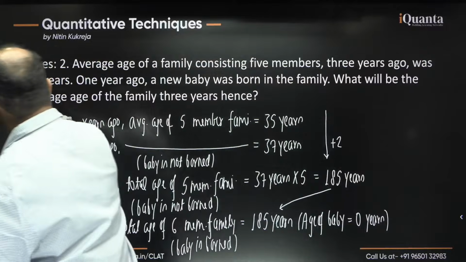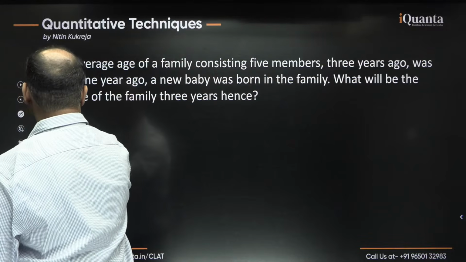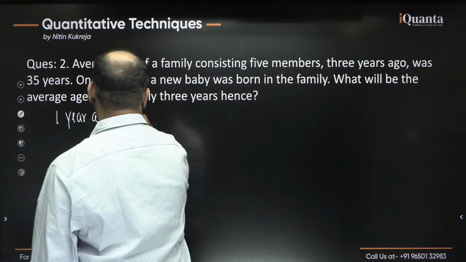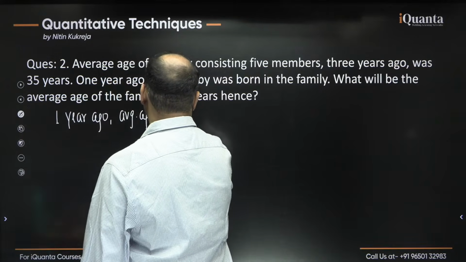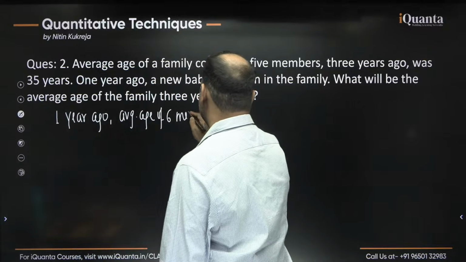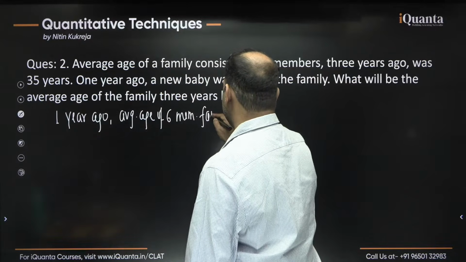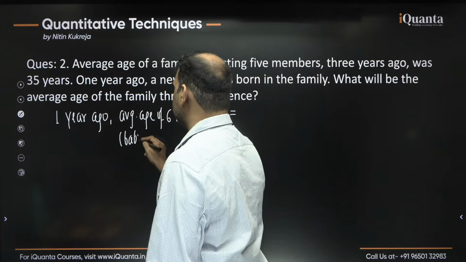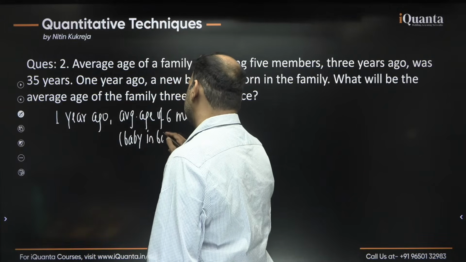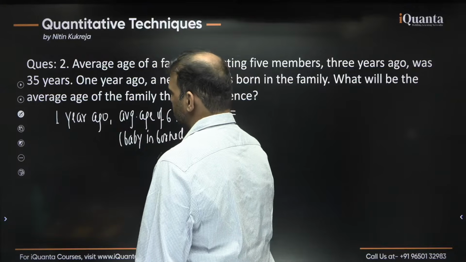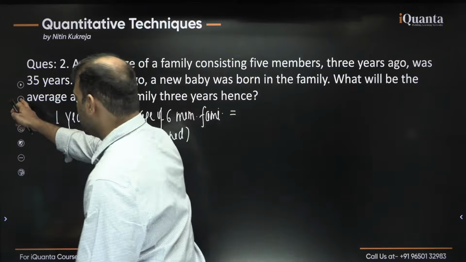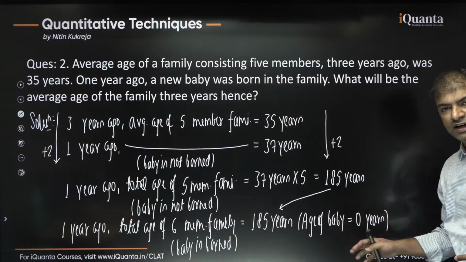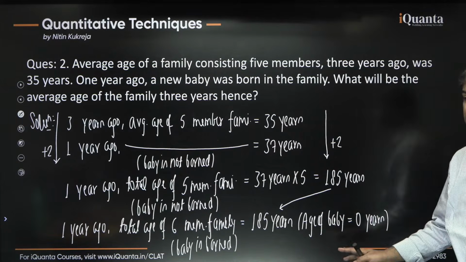Let me do that. So we can say now that 1 year ago, the average age of the 6-member family, right? The baby is also in the family now. The baby is born. Let me write it once again. Baby is born. So guys, what will be the average? See, the total age is the same, right? The total age with the baby or without the baby is the same at this point of time because the age of the baby is right now 0 years.